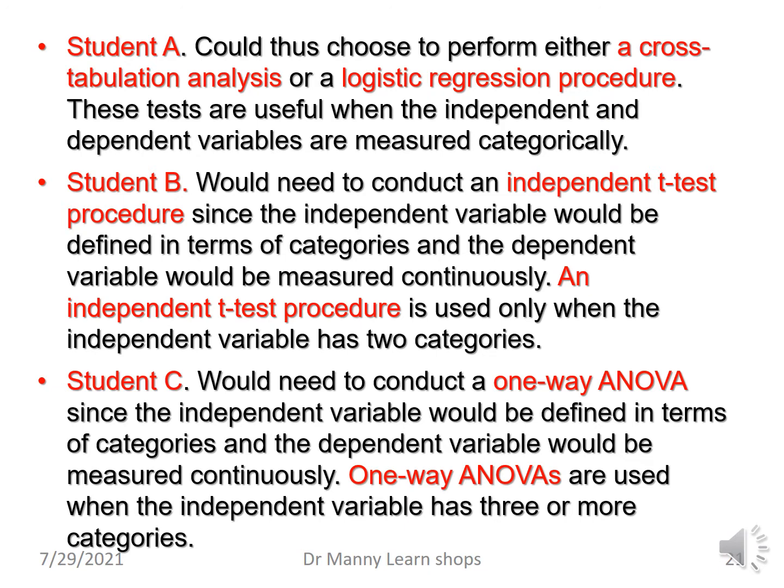An independent t-test procedure is used only when the independent variable has 2 categories. Student C would need to conduct a one-way ANOVA, since the independent variable will be defined in terms of categories and the dependent variable would be measured continuously. A one-way ANOVA is used when the independent variable has 3 or more categories.